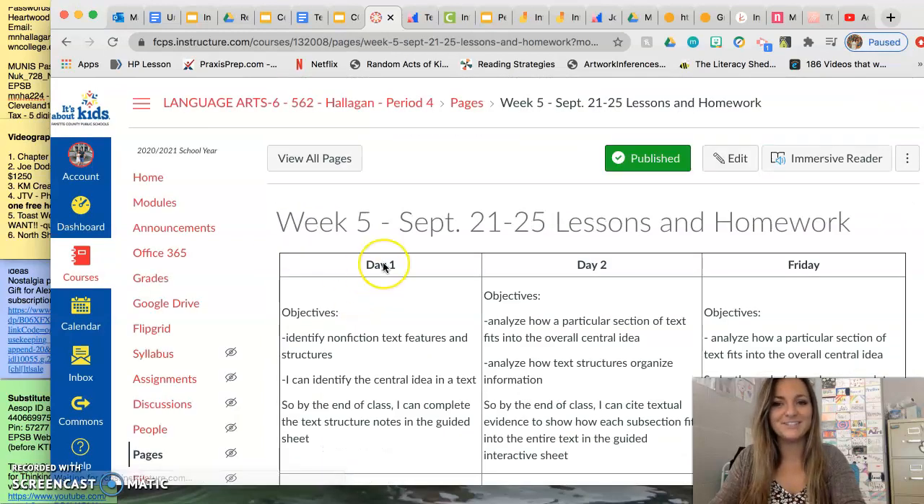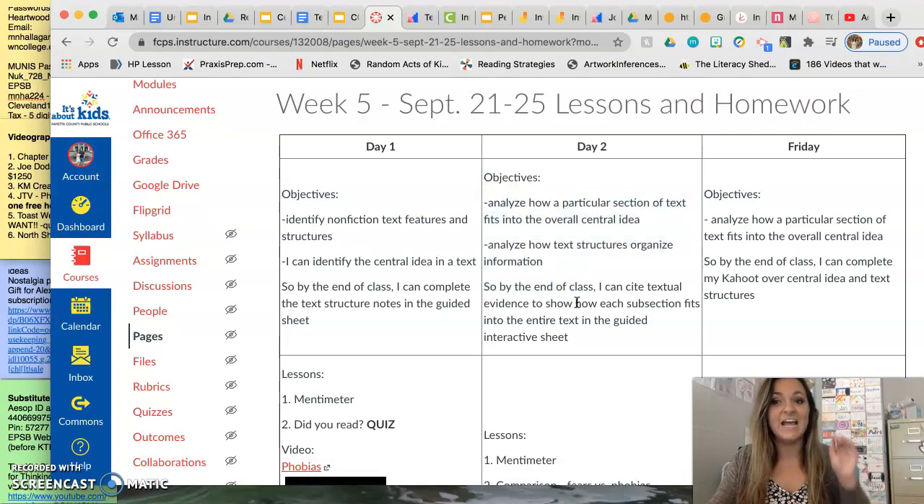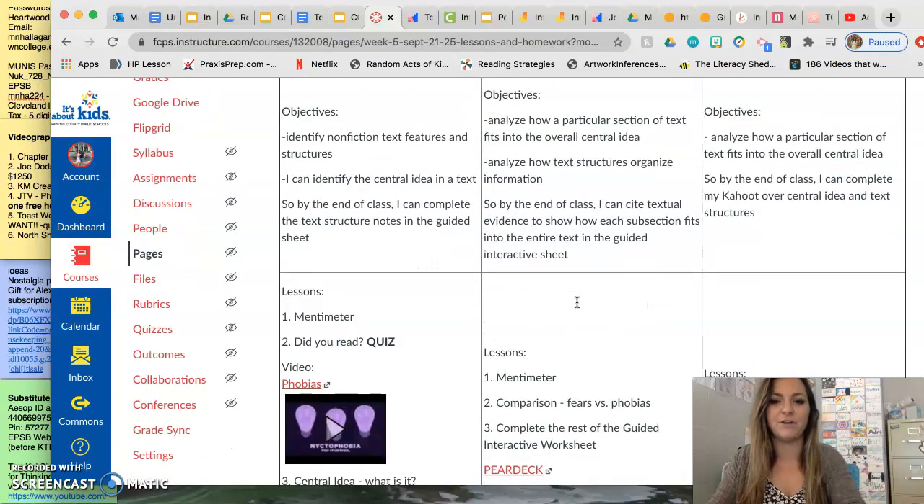Make sure you take attendance. We're analyzing a particular section, talks about main idea. We're going to be doing a lot of main idea stuff today, going through a Pear Deck, and I'm going to show that for you.